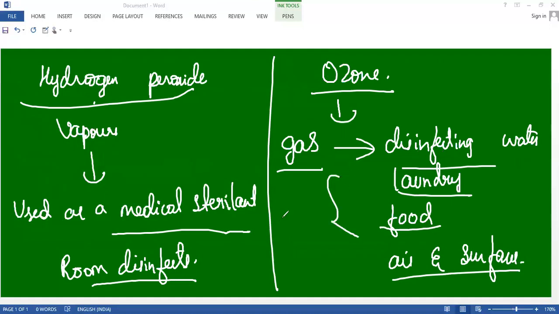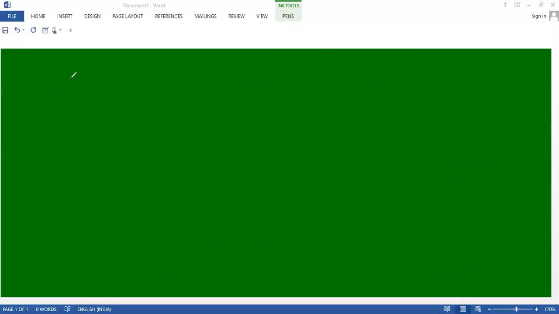And ozone is chemically aggressive. What does it do? It will destroy many organic compounds. This is the main thing. This destruction of many organic compounds may result in rapid decolorization and deodorization in addition to disinfection. And one more we have, that is potassium permanganate.